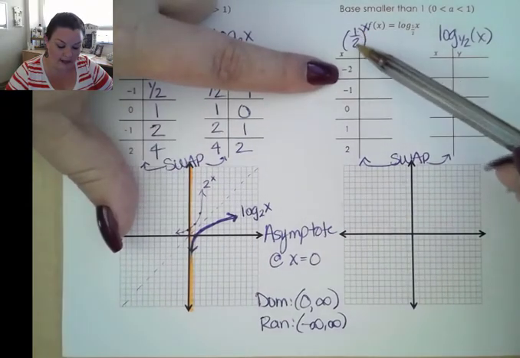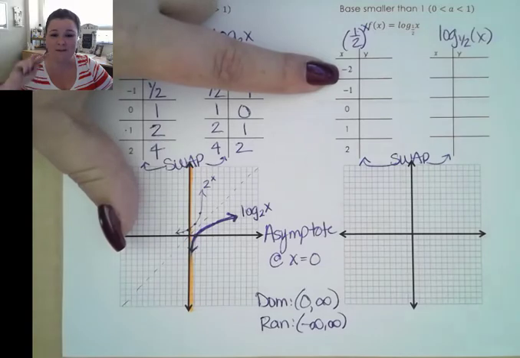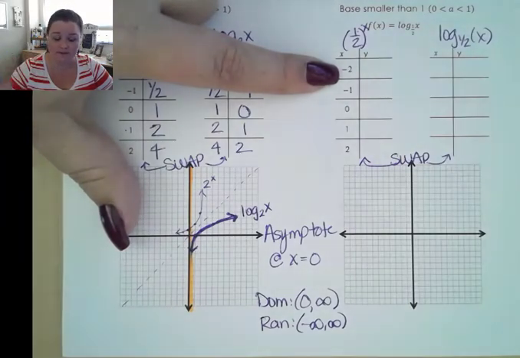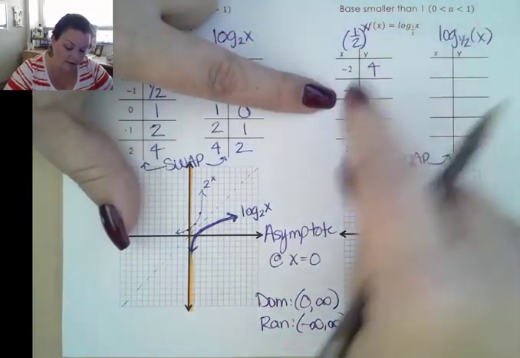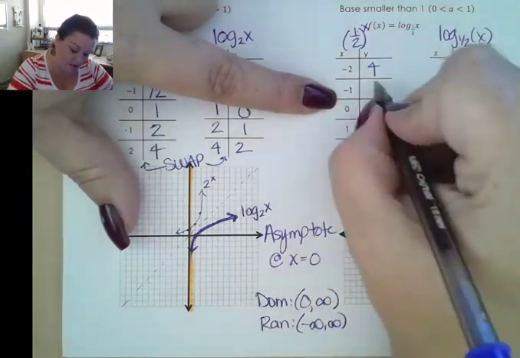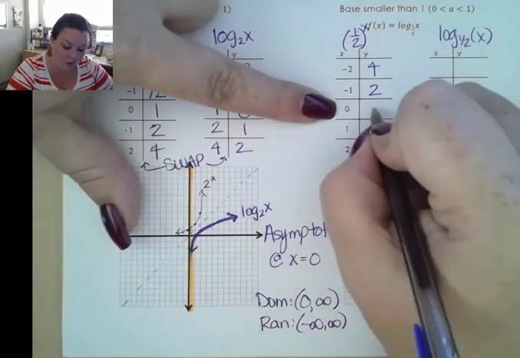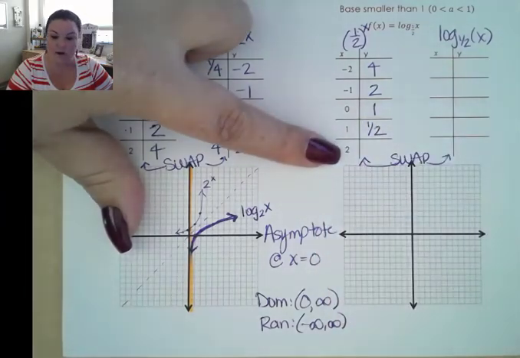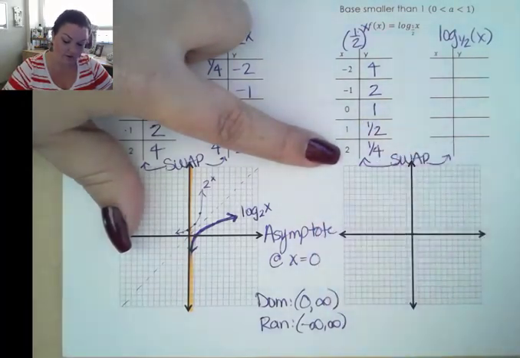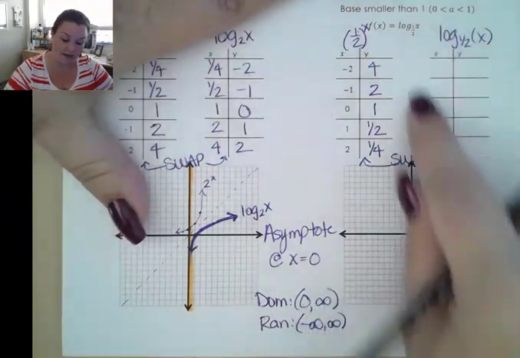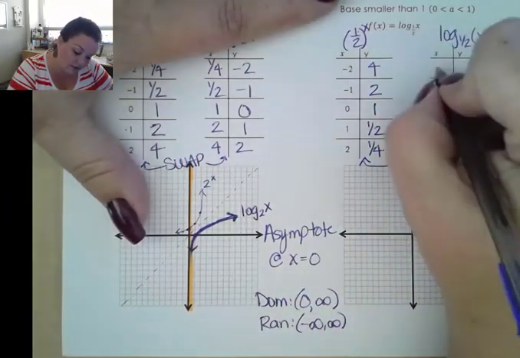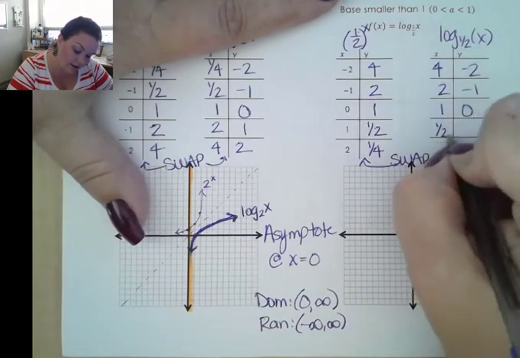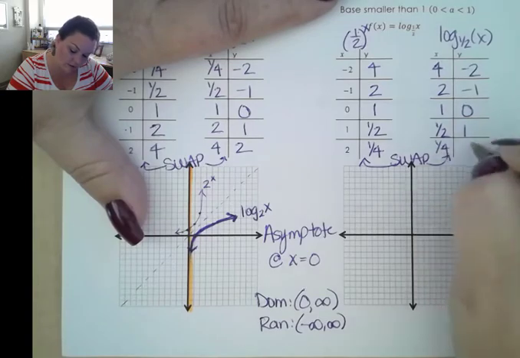When I raise 1/2 to the negative 2 power, it means I'm going to square it and flip it, right? If I square it, I get a fourth. If I flip it, I get 4. Negative 1 means I flip it, which gives me 2. Anything to the 0 power is 1. 1/2 to the first power is 1/2. And 1/2 squared is 1/4. So now I'm going to swap it so that I get my log function. Okay. So I have (4, negative 2), (2, negative 1), (1, 0), (1/2, 1), and (1/4, 2).